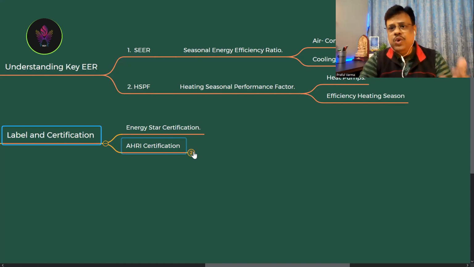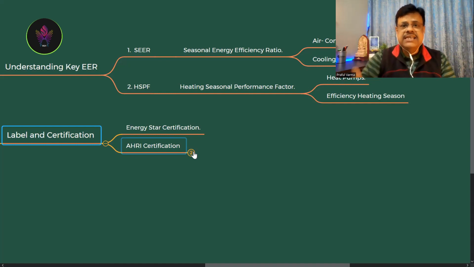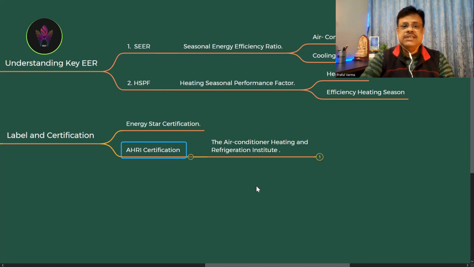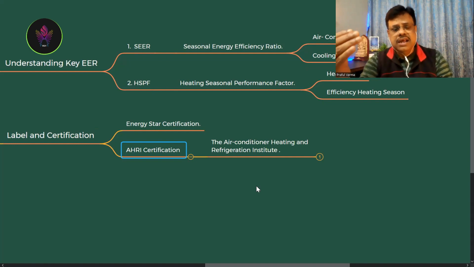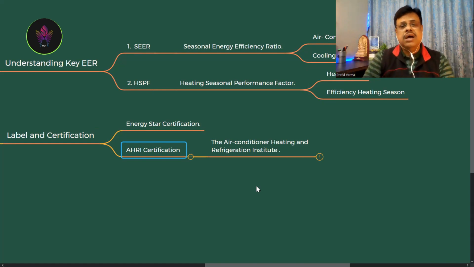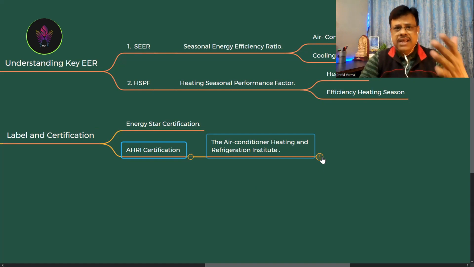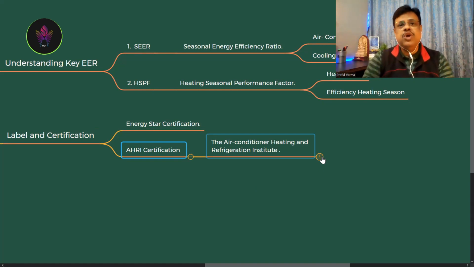One is SEER, which I told you is seasonal energy efficiency ratio, and there is another certification, which is AHRI certification, which is nothing but the Air Conditioning, Heating and Refrigeration Institute. This is a global platform, and this institution gives a certificate to the manufacturers, OEMs, and so on. As far as this goes, it depends upon your country.